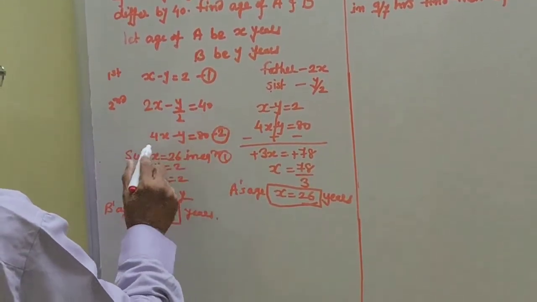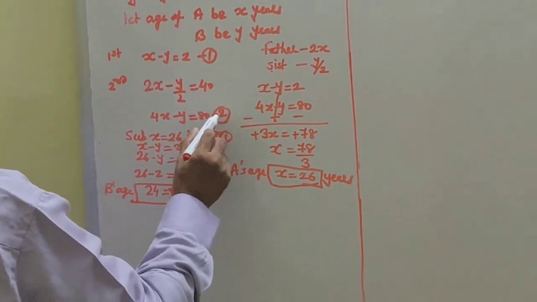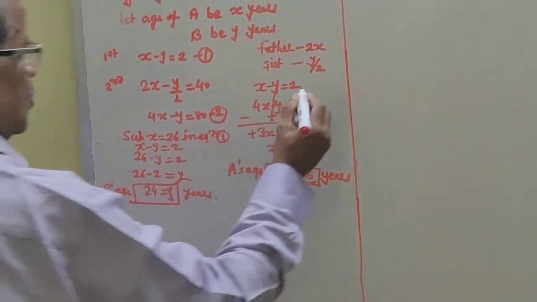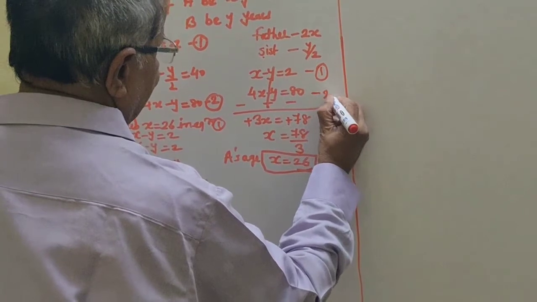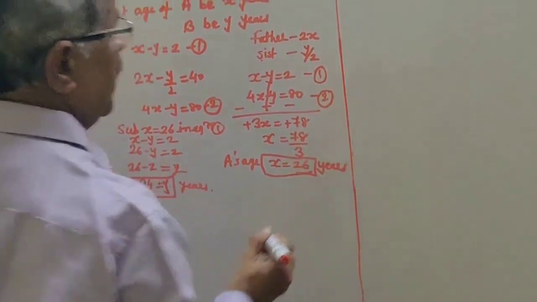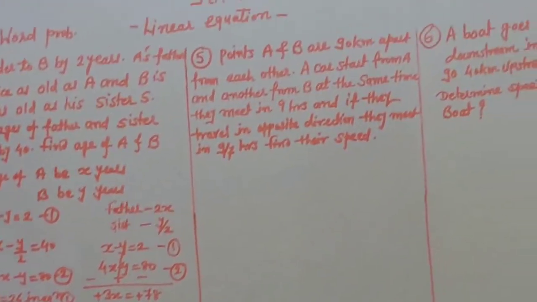By multiplying the equation I will get the value of the second equation. So I will solve these two equations by elimination method. I will get the answers x and y. Okay, now we will go to another problem.